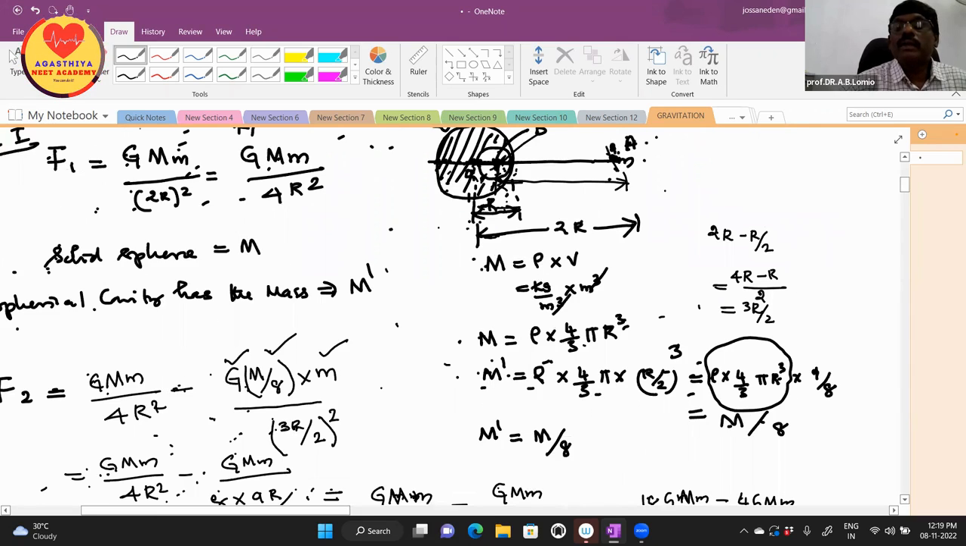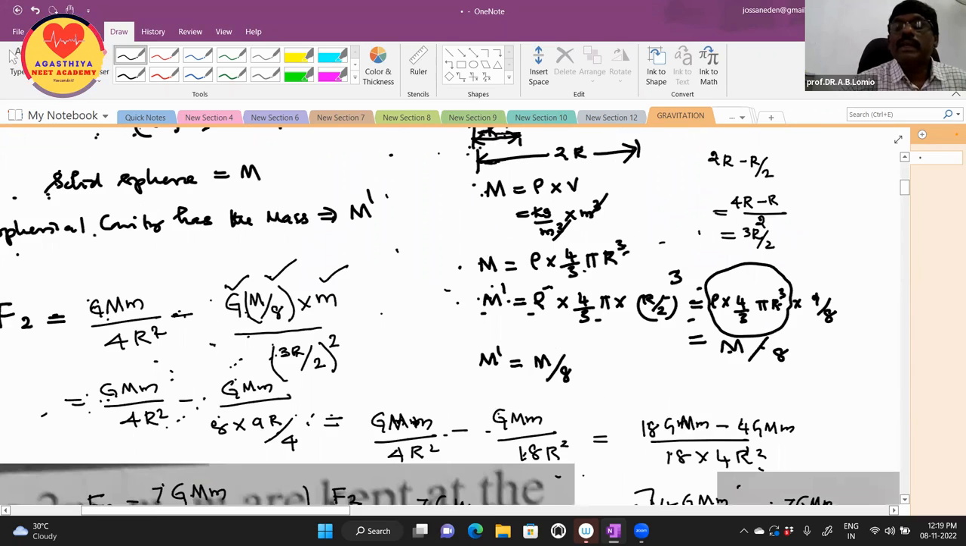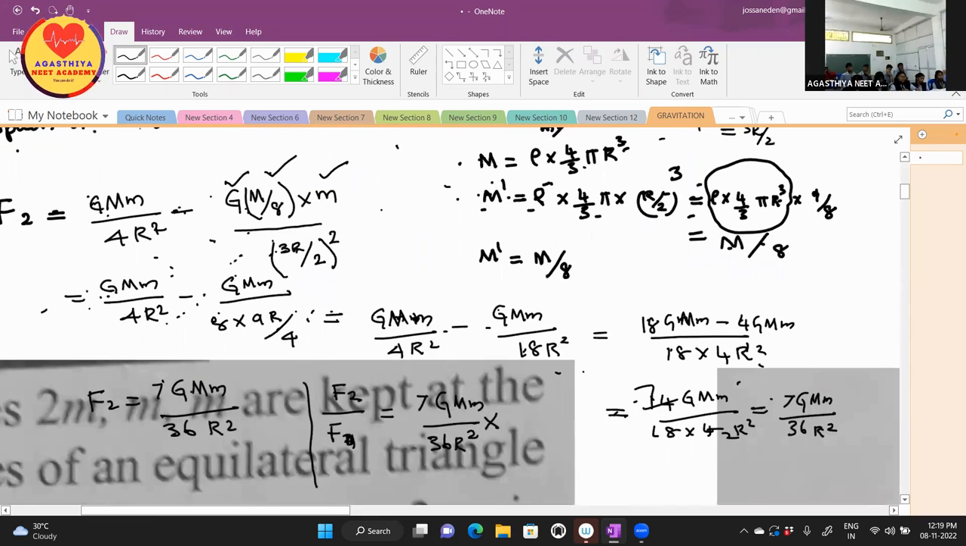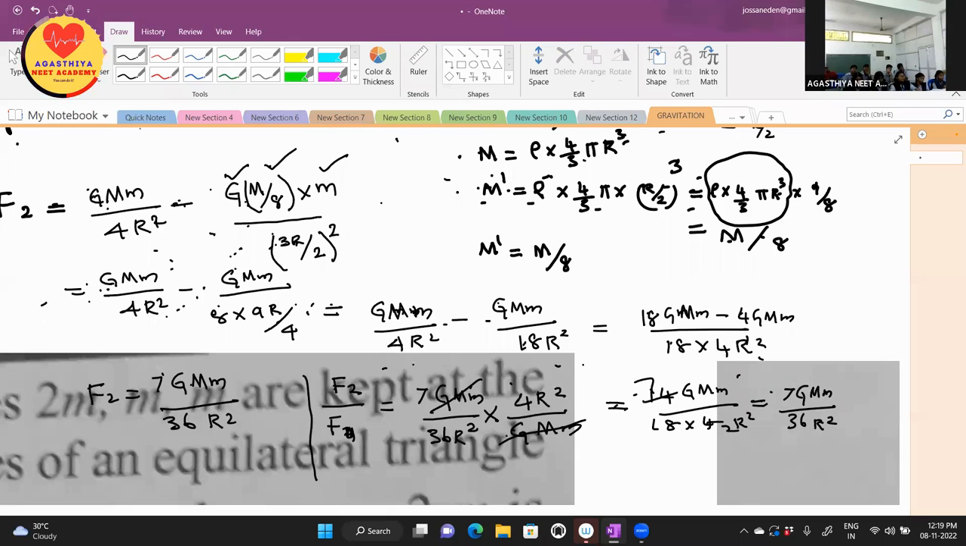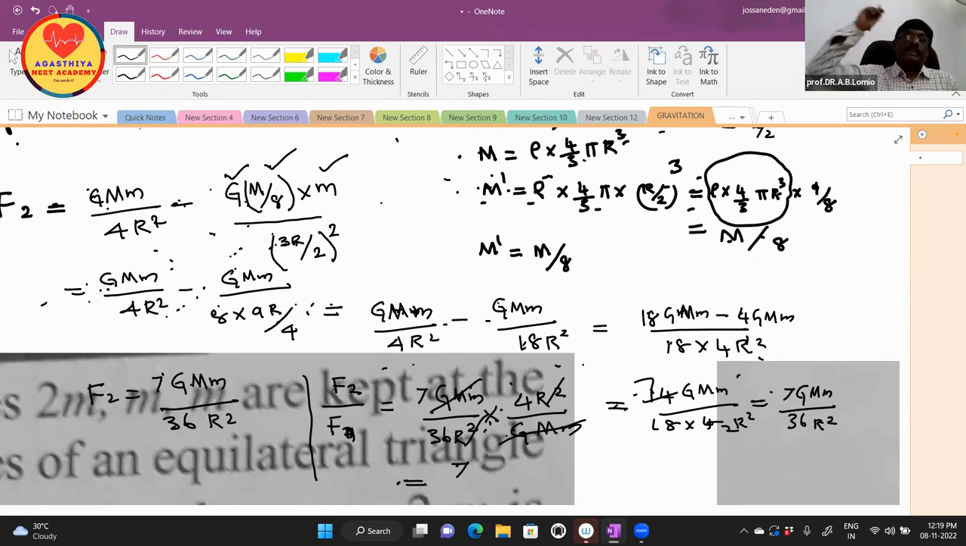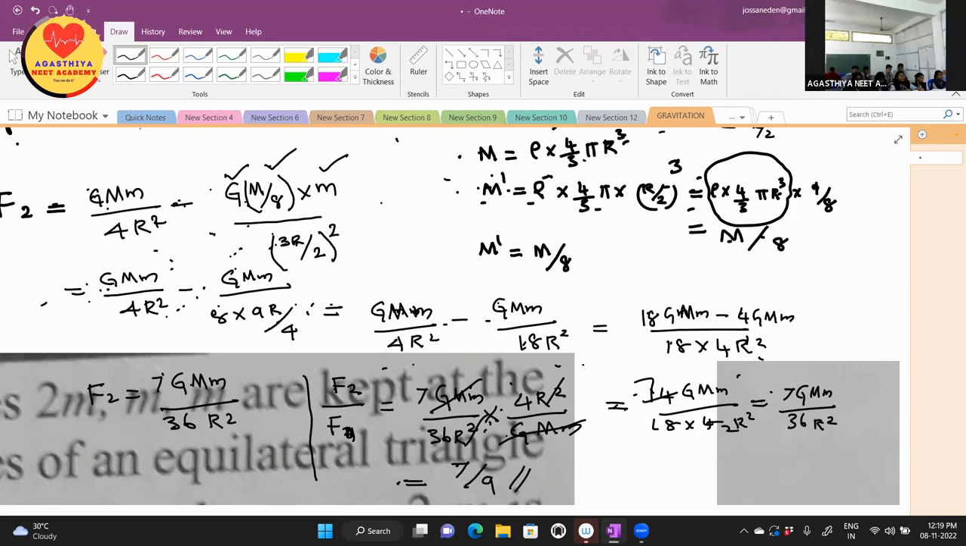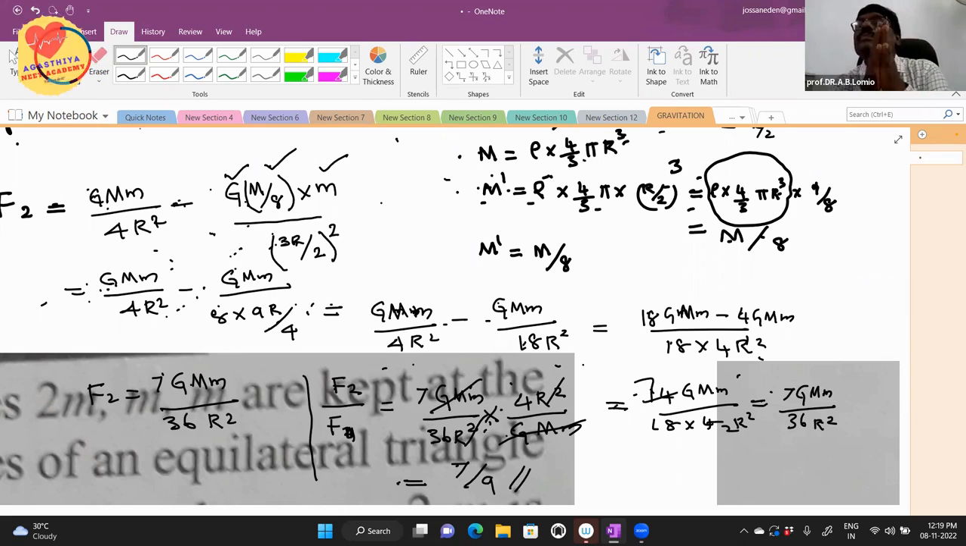4r squared divided by G capital M small m. Cancel this, cancel r squared. So what comes finally? The 4 with 36 gives 9 times, so 7 by 9. Understand? Yes, sir. Okay.